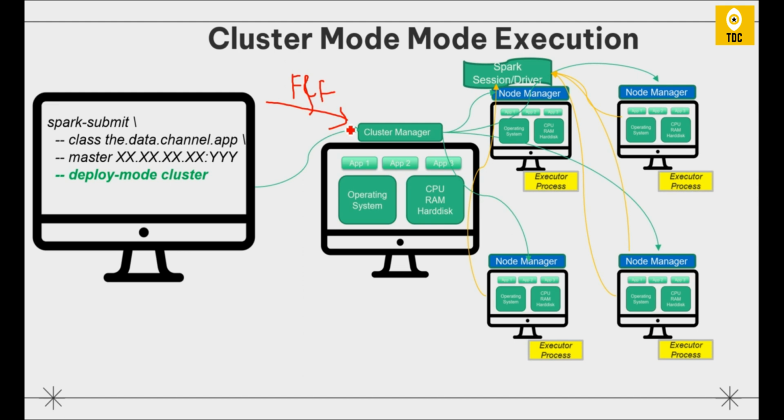But in the client mode, if the laptop is turned off, your entire job will be interrupted, because your laptop is acting as a driver node there, which is maintaining and managing the entire job life cycle. But in this case, it is not the case. So in this case, it is a cluster mode. Once the job is submitted to the cluster, the cluster is taking care of everything. So this is generally the production scenario.